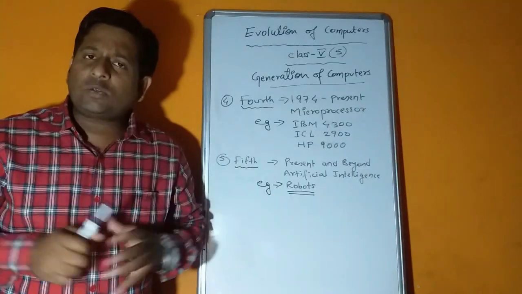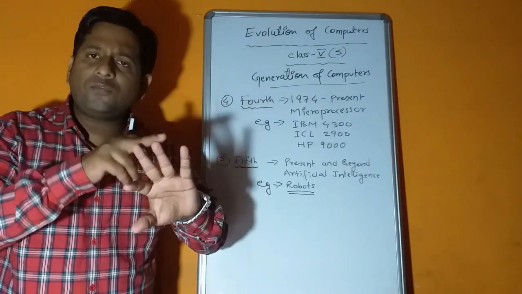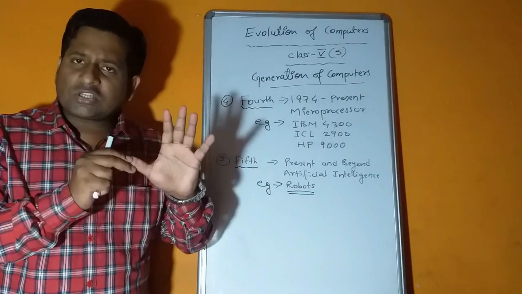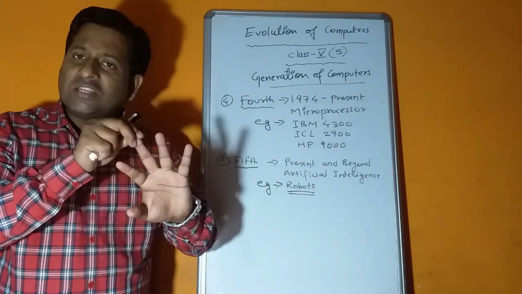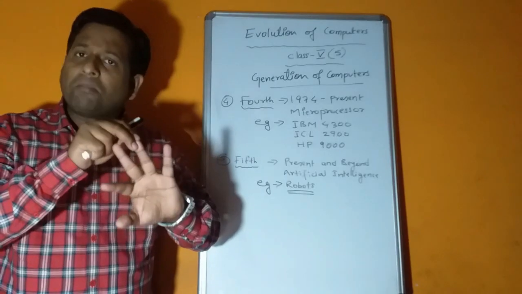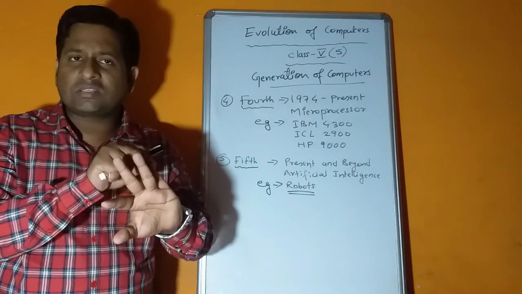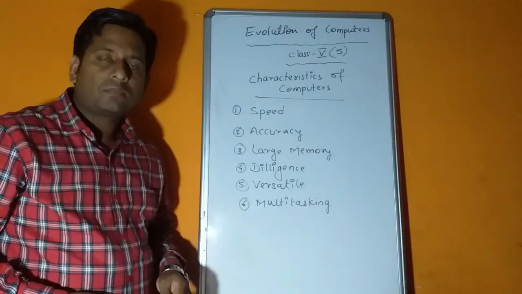So children, how many total generations do we have? Five generations. First, second, third, fourth, fifth. The important point you need to remember is: first generation vacuum tubes, second generation transistor, third generation integrated circuit, fourth generation microprocessor, and fifth generation artificial intelligence. Is this clear, children? Okay, so we'll move to the next topic.